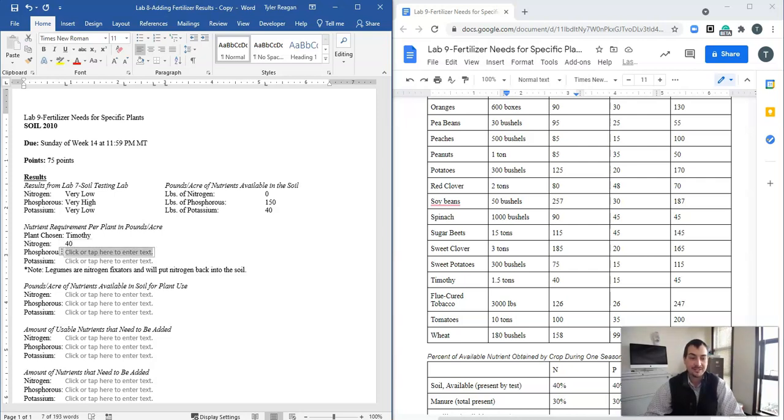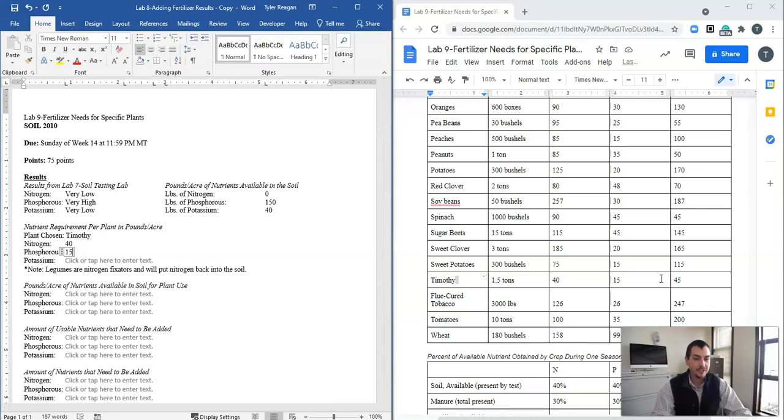I'm going to say that again. For Timothy, I'm going to need 40 pounds of available, usable nitrogen, or this plant is going to use 40 pounds of nitrogen per acre to yield 1.5 tons per acre. It's going to need 15 pounds per acre. It's going to use 15 pounds per acre of phosphorus to generate 1.5 tons per acre. So I'm going to type that in right here, a 15.